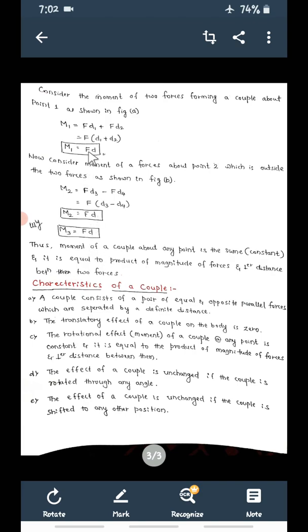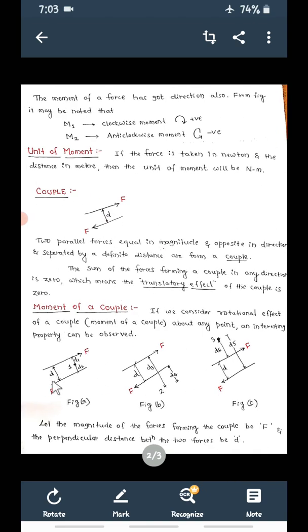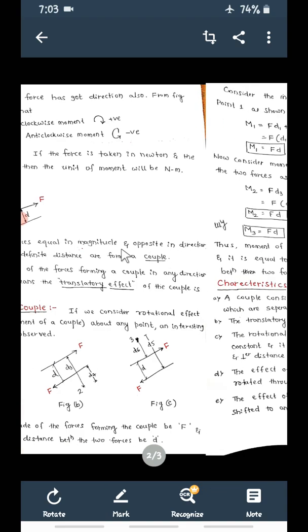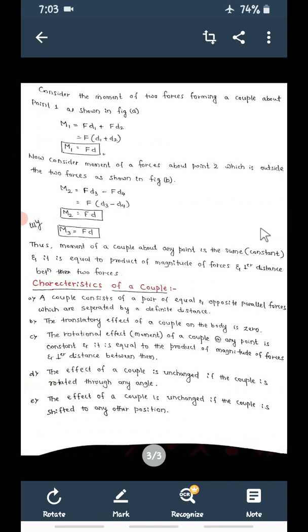Moment is equal to the force into the perpendicular distance between the two forces. The forces forming the couple and the perpendicular distance between them. So F into D will be the moment of the couple about any point. Wherever you take, the moment will be F into D only.